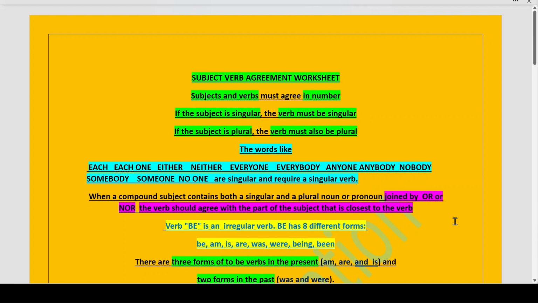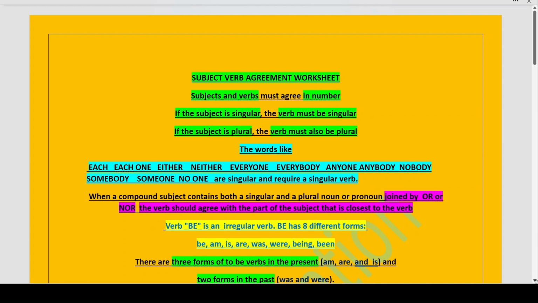Supposing in a sentence there are two subjects. Now, subjects we know have to be followed by verbs. Now, for the subject which is closest to the verb, we will see whether that subject is singular or plural. If that subject which is closest to the verb is singular, the verb following it will be singular. If the subject closer to the verb is plural, then the verb following it will also be plural. This is the meaning of when a compound subject contains both a singular and a plural noun or pronoun joined by or or by nor.